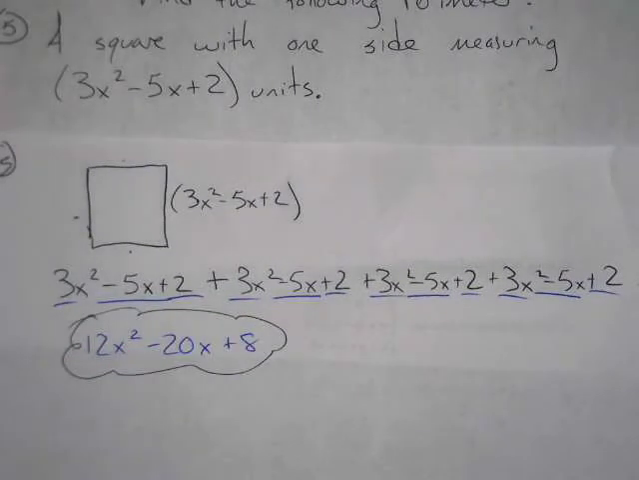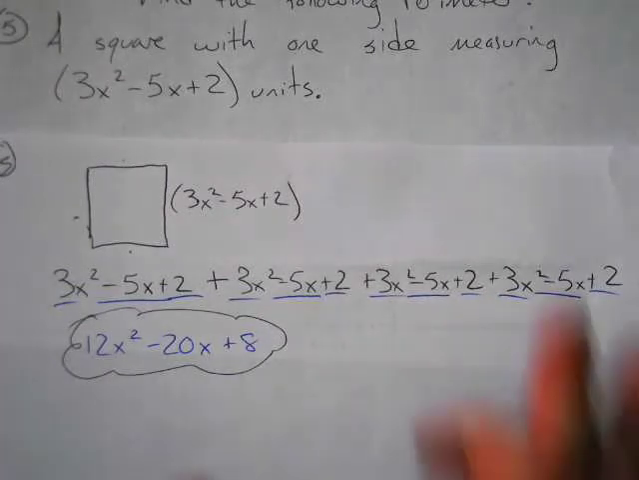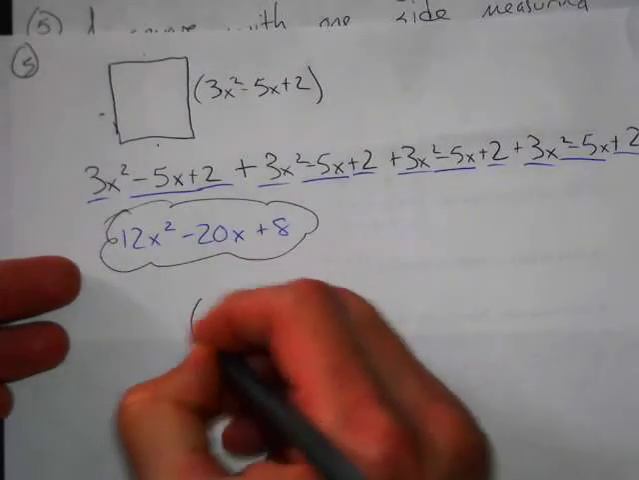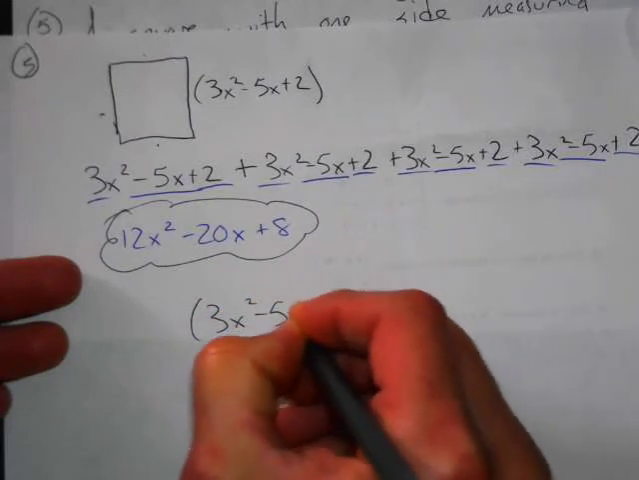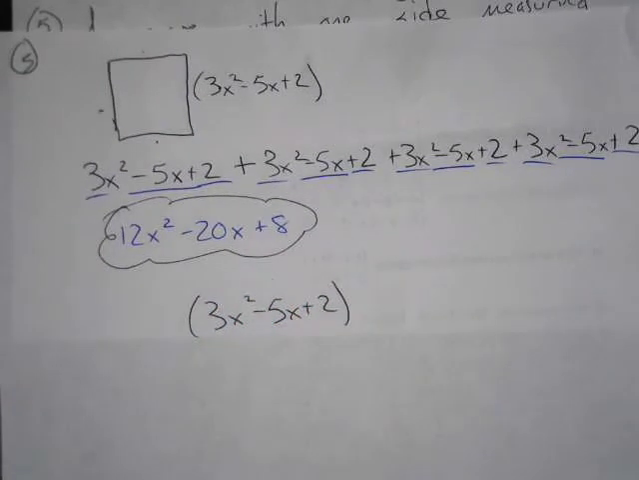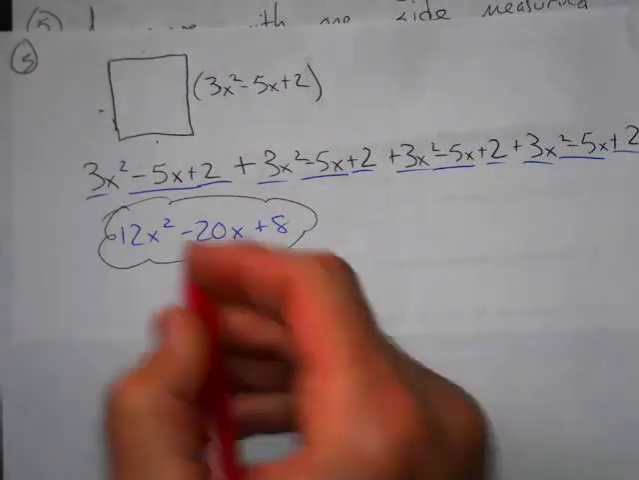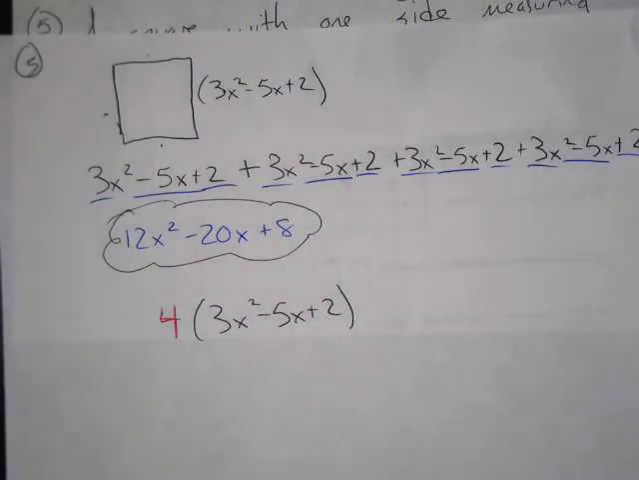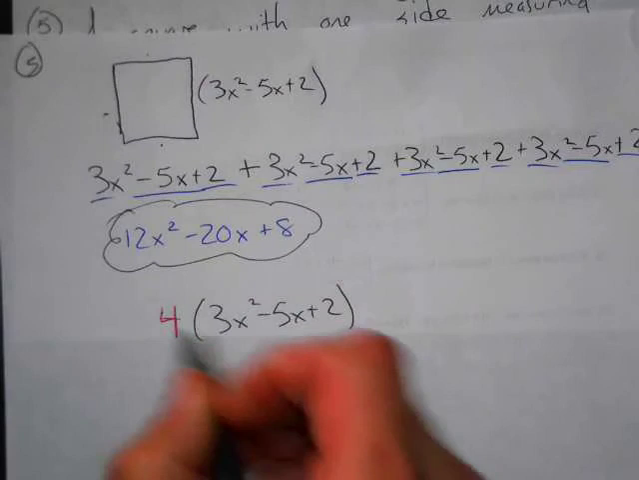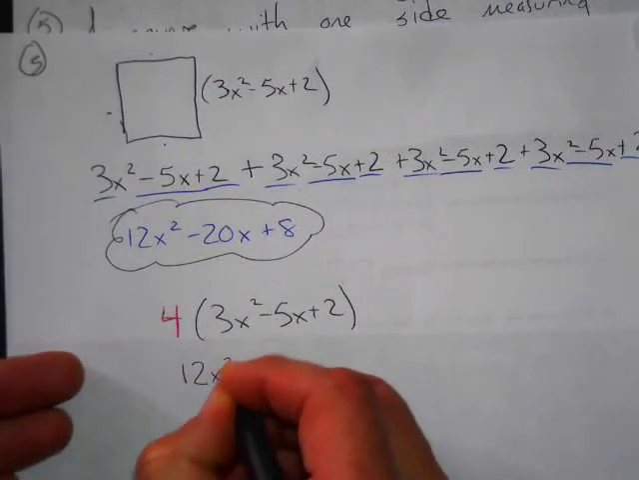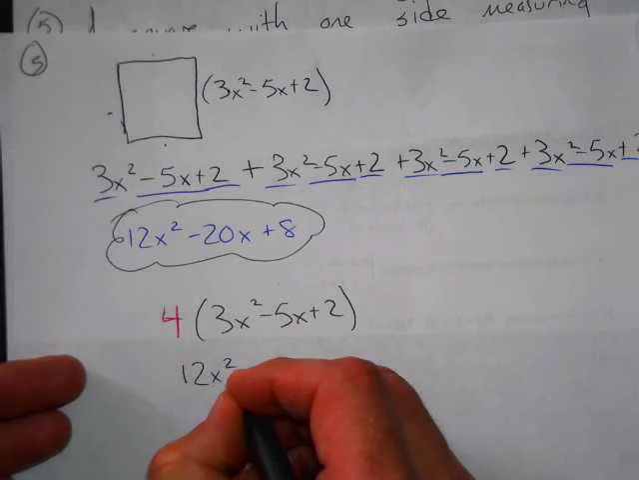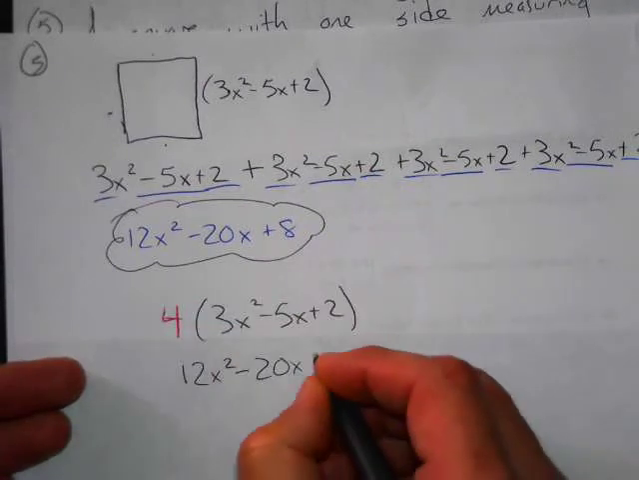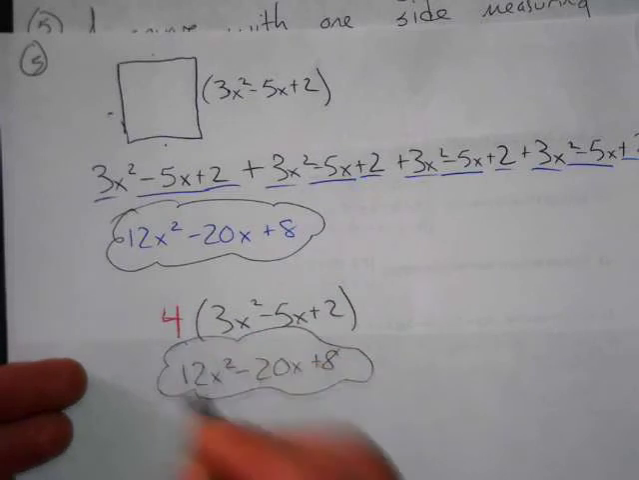Now, what's the same thing as adding four of the same thing, right? We could also look at it in this way. So here's the question again. What is exactly the same as adding four of the same thing? You're adding it four times. You're multiplying by four. And this leads us to the distributive property again. We could also distribute, okay? So we could have said 4 times 3x squared, 12x squared, 4 times negative 5x, which is minus 20x, 4 times 2, 8.